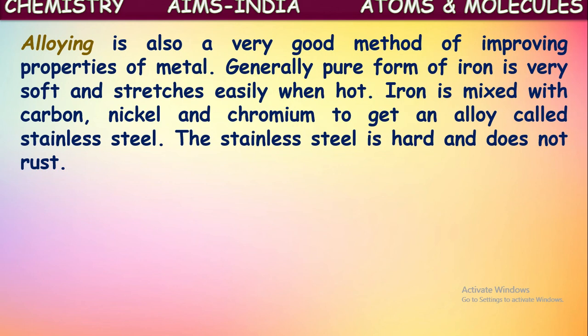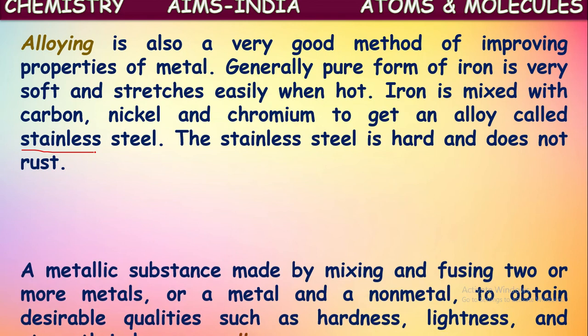For example, if you take pure iron, it is actually soft and it can be stretched very easily, and it reacts with atmospheric oxygen very easily and will be corroded. But when this iron is mixed with some materials like carbon, nickel, chromium, it forms a material called stainless steel. Stainless means corrosionless. This stainless steel is much harder than iron and it won't get rust. Okay, in this way, alloying helps metals to get protected from rusting.